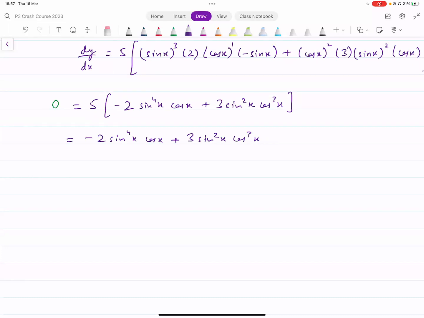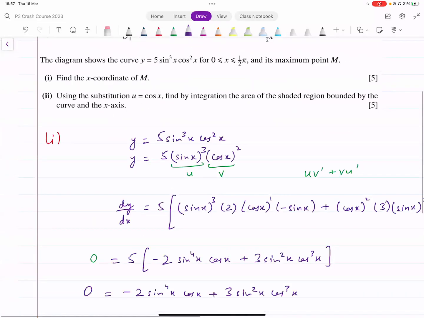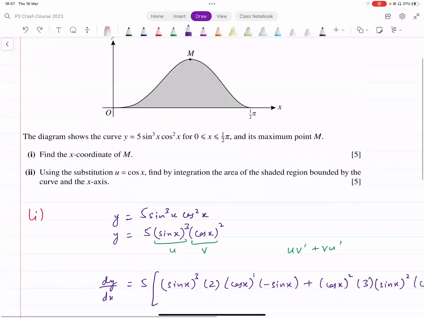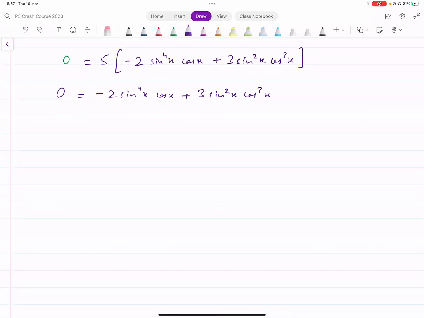And now we need to think about how to solve this equation. Remember, we are just looking for the x coordinate of M. Solving this equation is going to give us the x coordinate. Now, how can we solve this equation? That's the problem, right? What we can do is take something common. We have sine raised to power 4 here and sine square here. Let's take sine square common. So sine square is common between both of these terms, and cos is also common, so you can also take cos of x common outside.